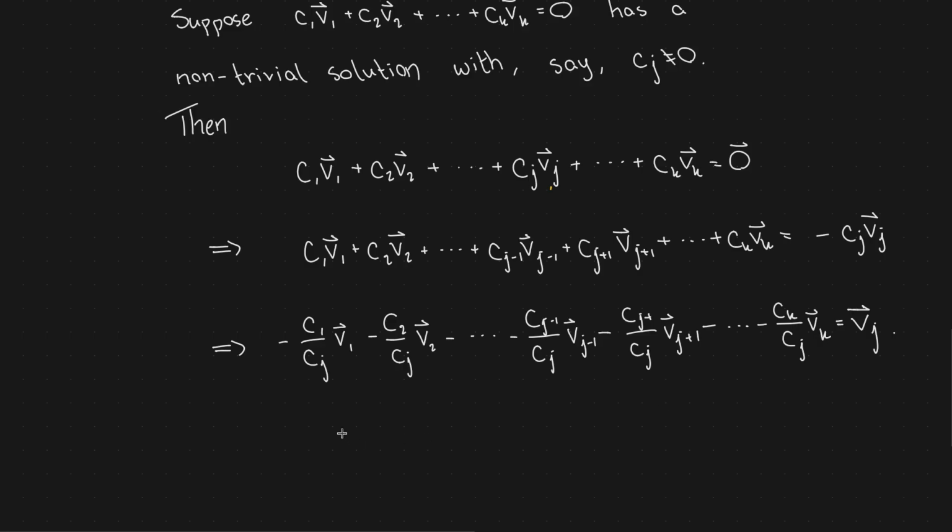And now look what I have on this side. Negative C1 over Cj, that's just a scalar constant. So I get a scalar constant times V1 plus a scalar constant times the next vector, scalar constant times the next vector, scalar constant times the next vector. This is a linear combination. So I have expressed Vj as a linear combination of all the other vectors.